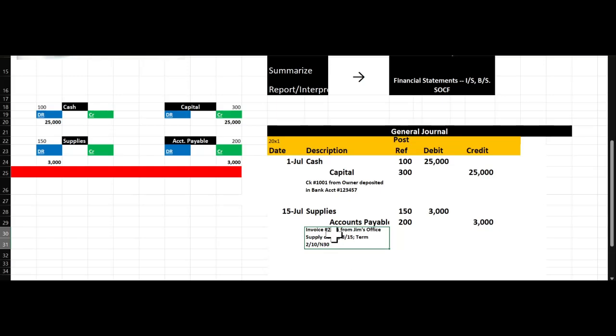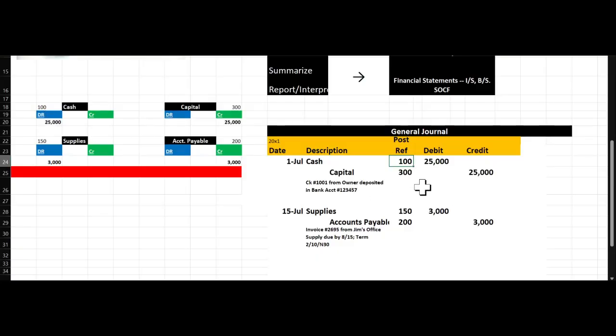So it could be a check, it could be an invoice, it could be a receipt, but all of that information gets documented. So we journalize first. Step 1 is to journalize, and then you post. And of course, whatever you journalize, how you post should be the same. So if you say debit this account, then you need to make sure it gets debited to that account.